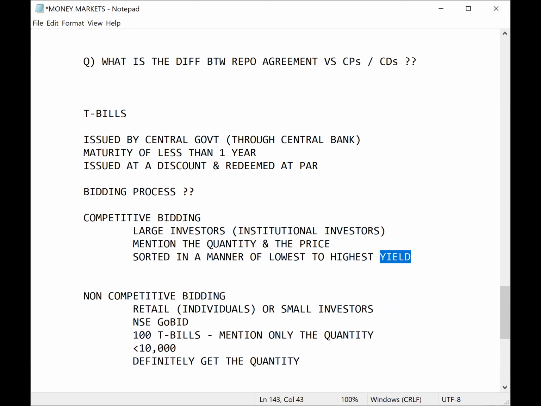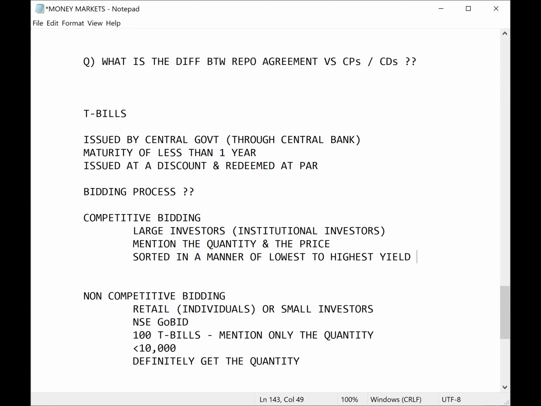Now, every institutional investor would mention what is the amount and what is the price they want to buy, right? So what would happen? The bids would be collected and they would be sorted in a manner lowest to highest yield. Okay, so yield is like your required rate of return. So whoever wants the lowest return, that bid would be placed at the top, and whoever wants the highest return, that bid would be placed at the bottom.